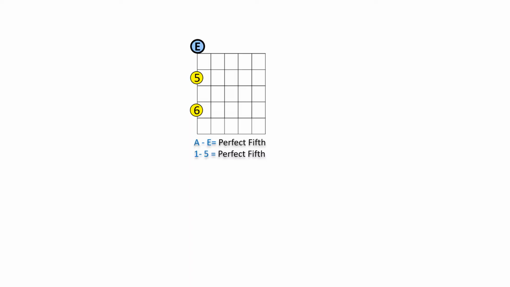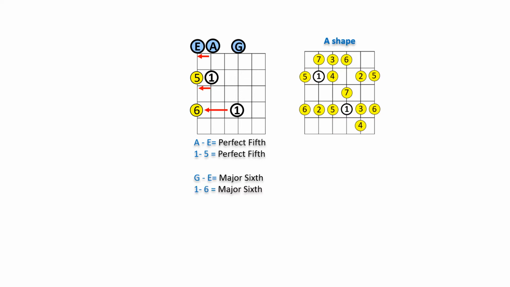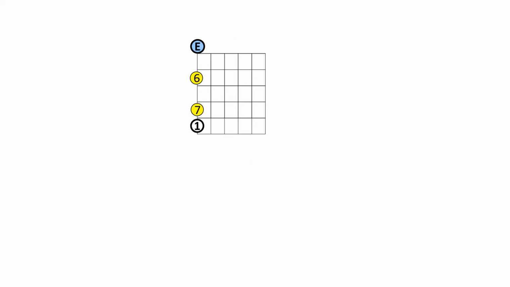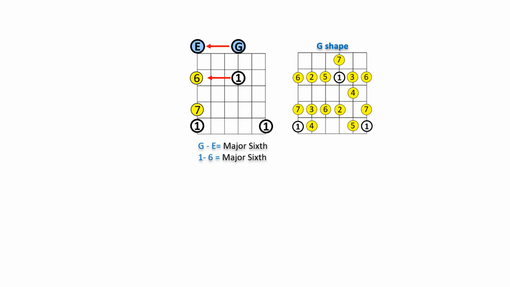Beginning the scale from the 5th degree, the perfect 5th between the open A and E notes can help us identify this scale pattern with the A shape. Beginning from the 6th scale degree, the major 6th between the open G and E notes can help us link this scale pattern with the G shape.